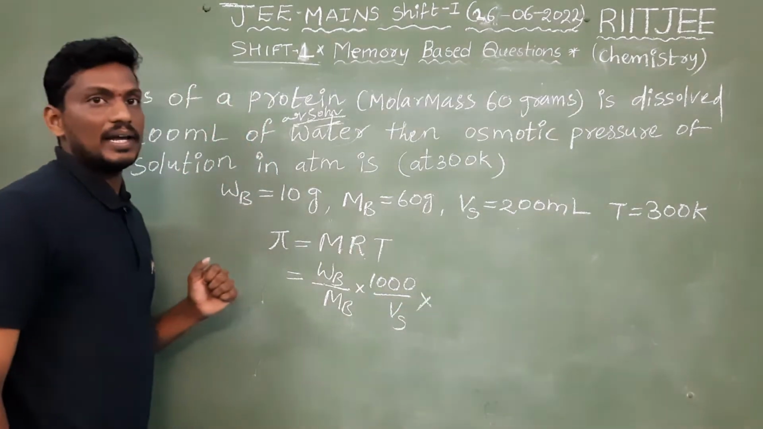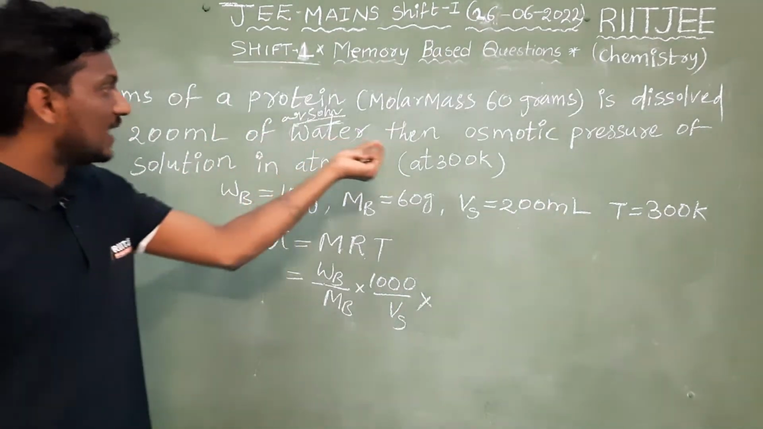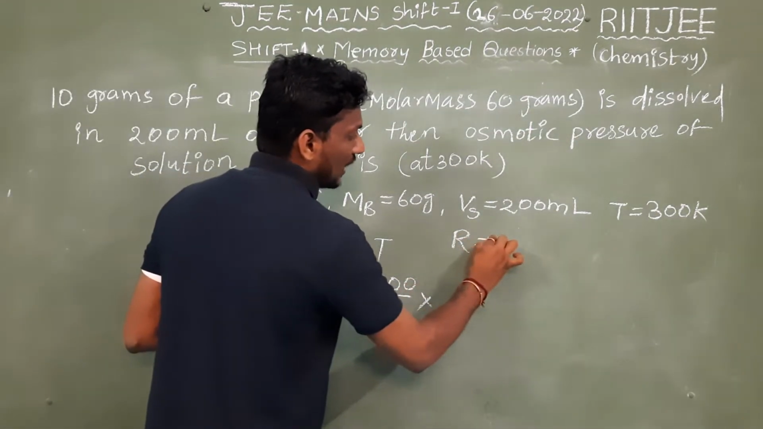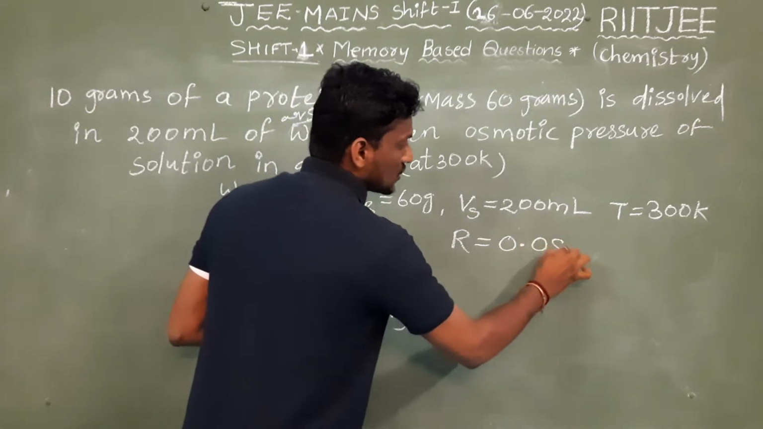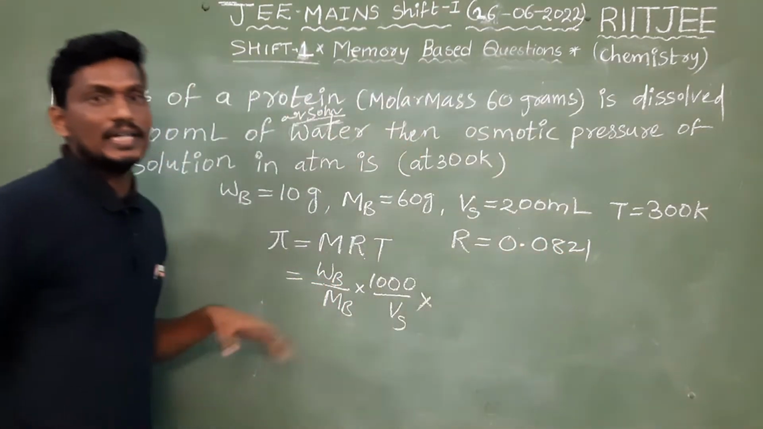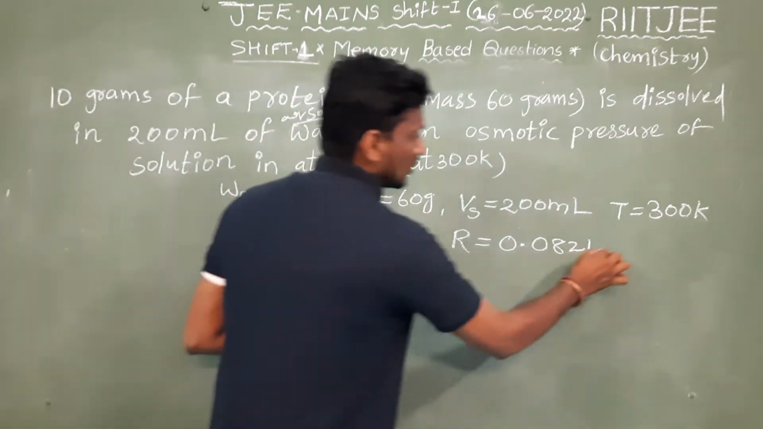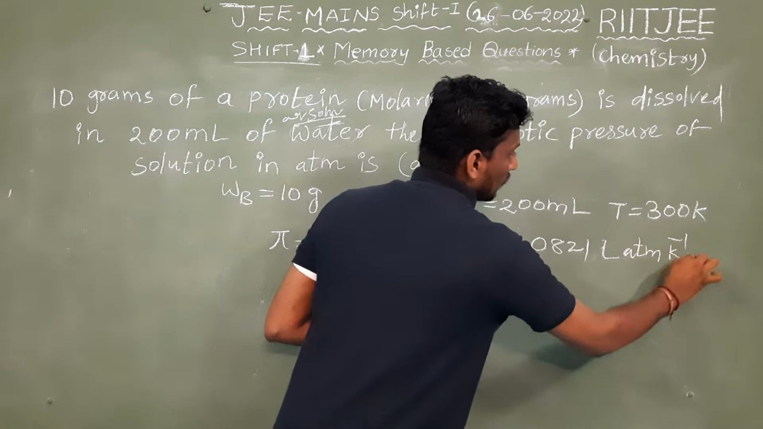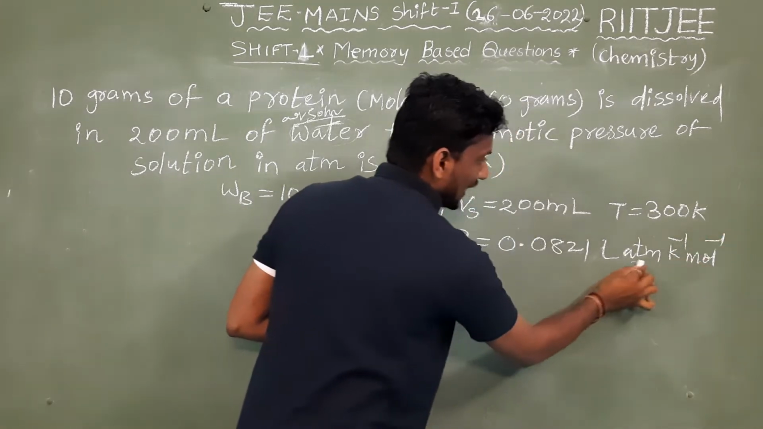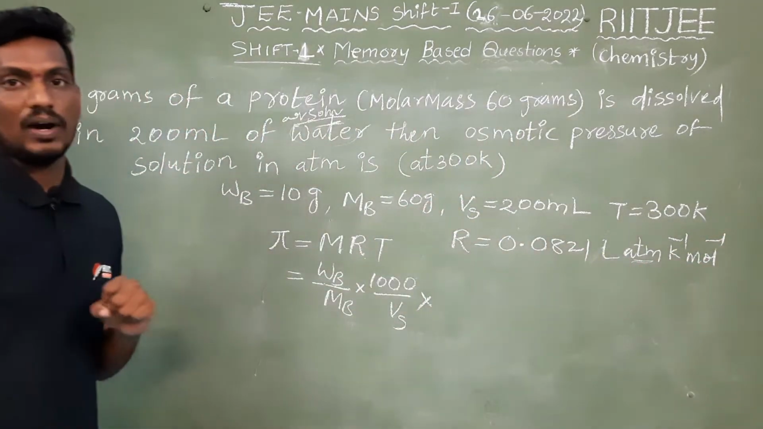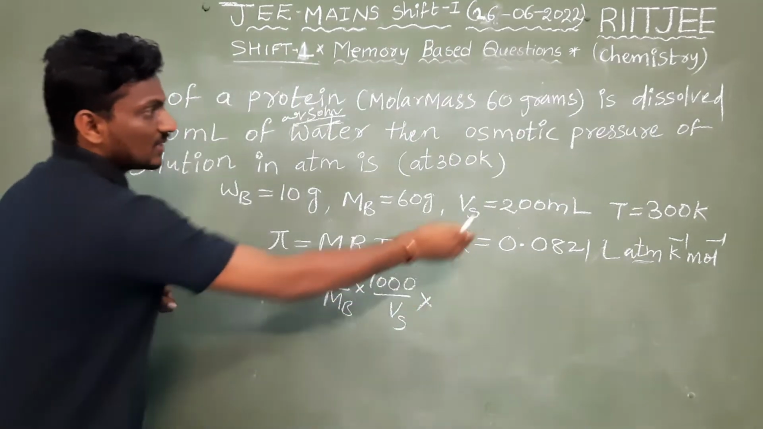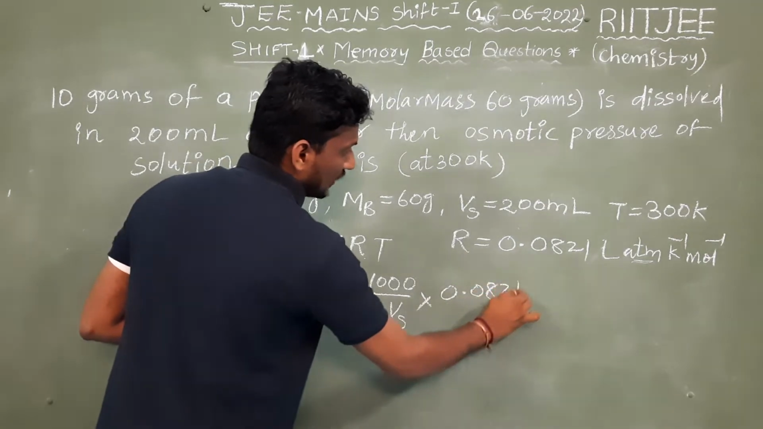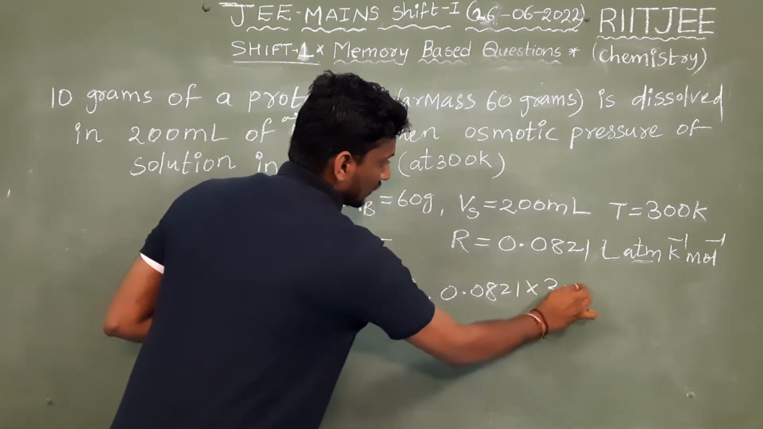Now what is the R value? The question is asking for pi in atm. So what is the R value in atm? R is equal to 0.0821, with units liter atm Kelvin inverse mole inverse. Here atm is there, that's why we are using 0.0821. And the temperature given is 300 Kelvin. So R is 0.0821, into temperature, 300 Kelvin.